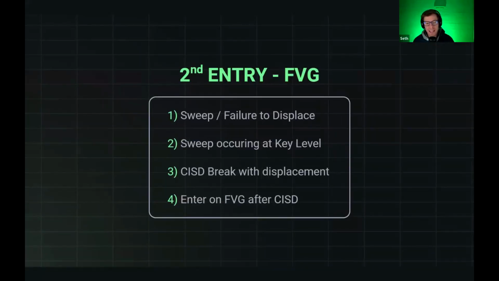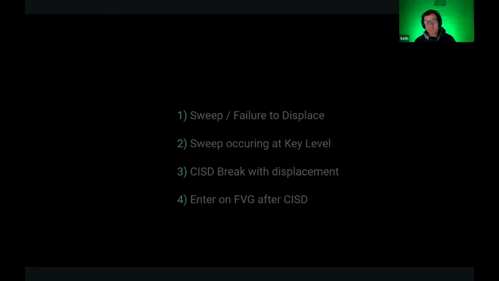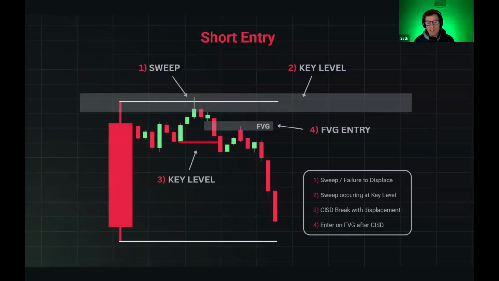And now for our second entry of using the fair value gap. Number one, we want to see a sweep or a failure to displace. We want to see that sweep occurring at a key level. We want to see the CISD break with displacements. And then we want to enter on the fair value gap after the CISD. That's basically the same steps as before, just one extra step.